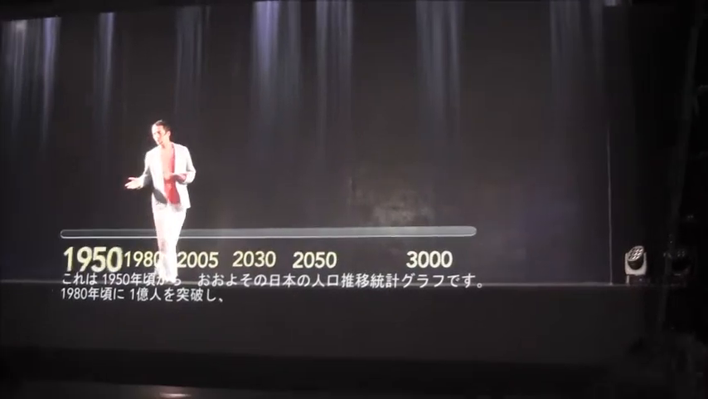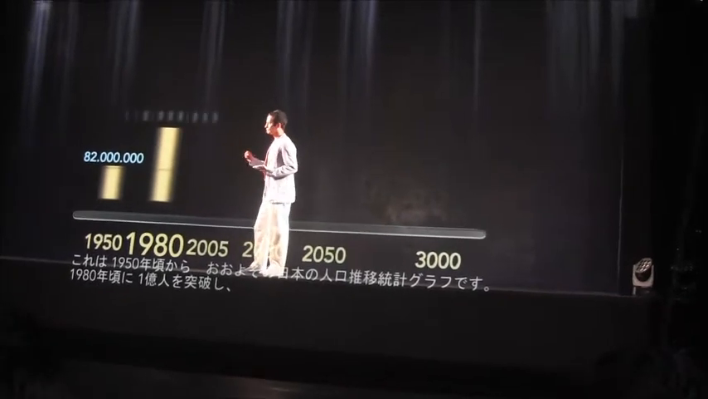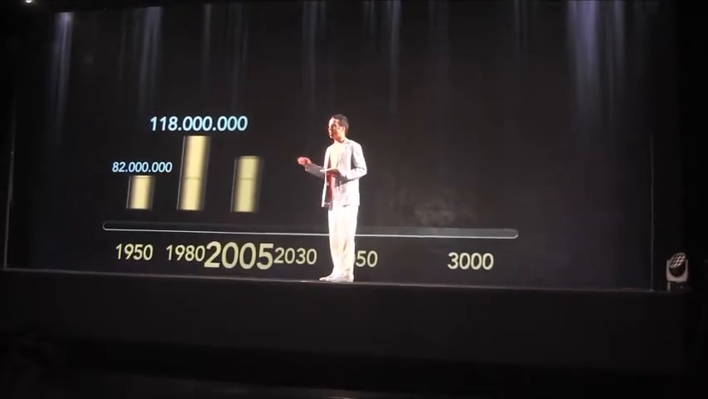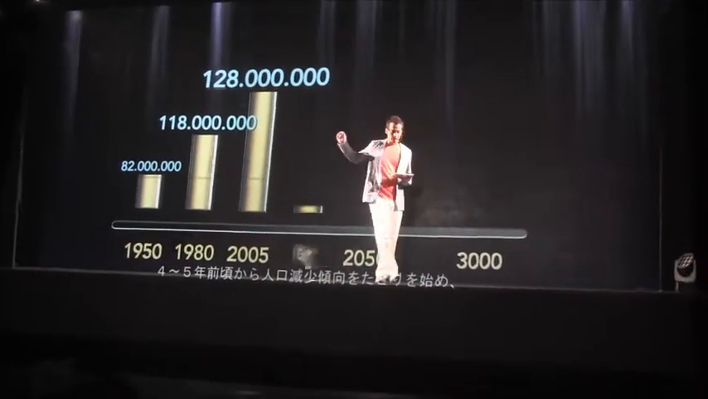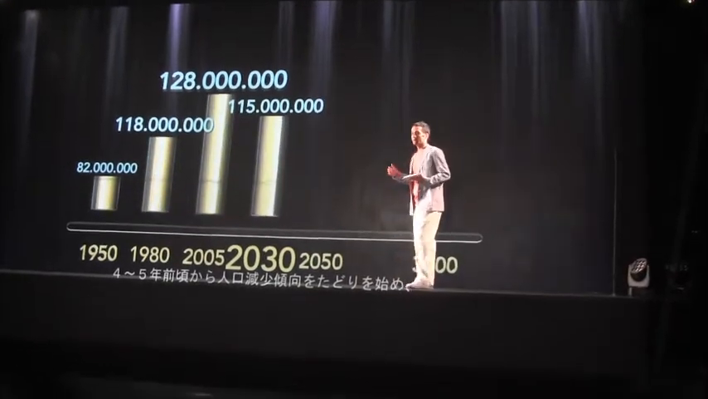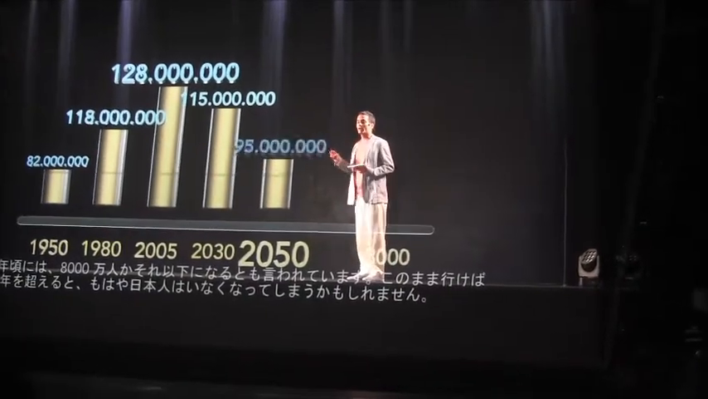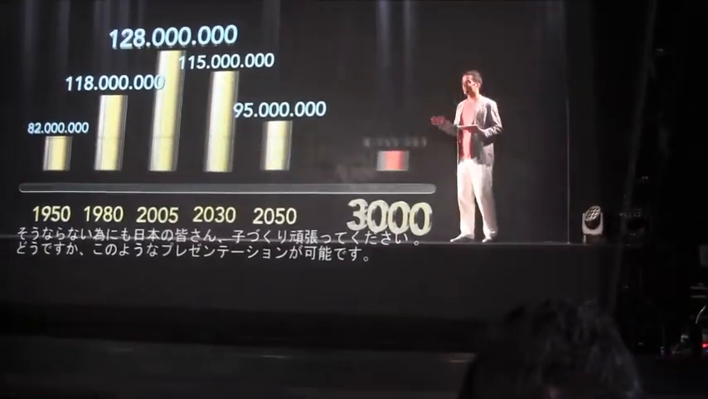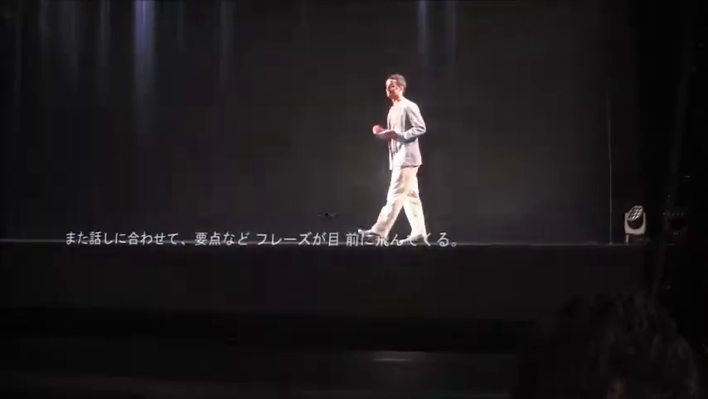Let's do that. So here we have a graphic chart talking about Japanese population. In the year 1950, reaching in just 20 years, about 118 million people. And in the year 2005, Japanese population is reaching its peak, 128 million people. And from there, a down curve starts. And in the year 2050, Japanese population will reach just about 95 million people. By the year 3000, Japanese population will just reach 5 million people. So I think you guys should do your best.